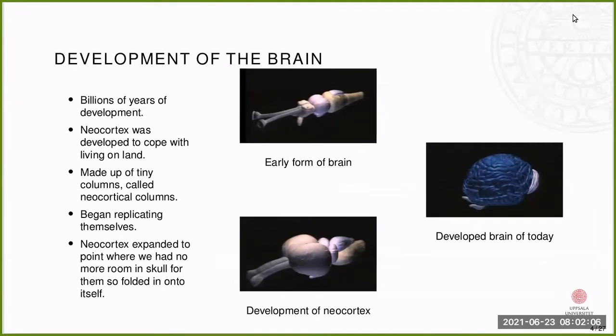We want to discuss the development of the brain. This took billions of years to develop. One of the key developments was the neocortex, which was needed to cope with living on land and is used for higher complex cognitive functions.